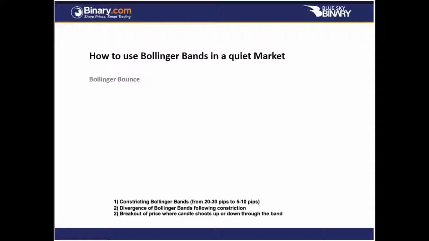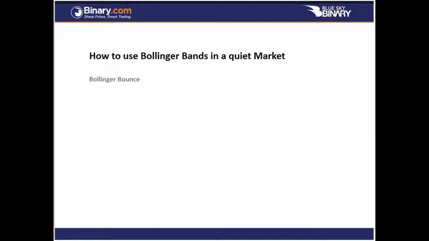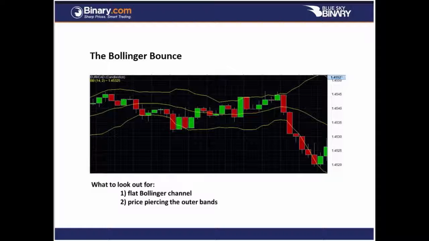Now, let's discuss a simple strategy that you can use in a quiet market. The Bollinger Bands that we discussed earlier. You see here, there's a flat channel, and this is the first thing that you're looking for. When you're trading the Bollinger Bands, when you're trading the bounce off one of the outer bands, this band needs to be flat. Please be very careful of that, be very aware of that. And also you need the price to have pierced the outer band and then place a trade for the reversal.